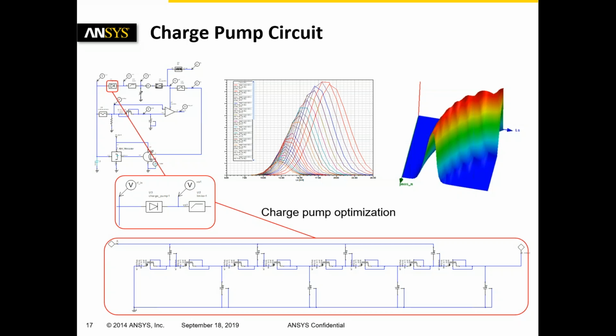So the figure on the top left corner shows the DC output voltage of a particular charge pump designed for 4 stages as the size of the transistor and the imaginary part of the source impedance is swept. The figure on the top right shows the same results in a rectangular plot.